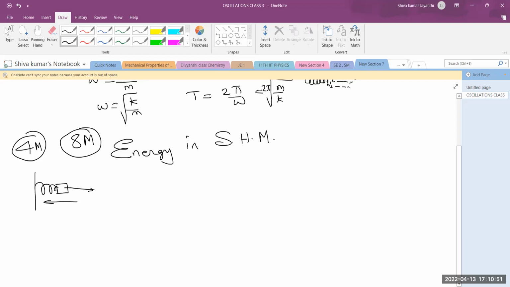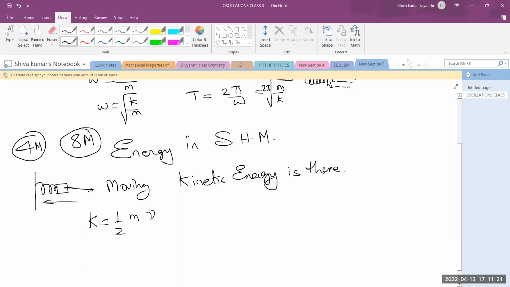When it is oscillating, it is moving. Any body that is moving is assigned what energy? Velocity is there, which means kinetic energy is definitely there. Because it's moving, kinetic energy is there. What is kinetic energy? K is half M V square. What is V? Go back to yesterday's class, you will know the velocity of S.H.M.